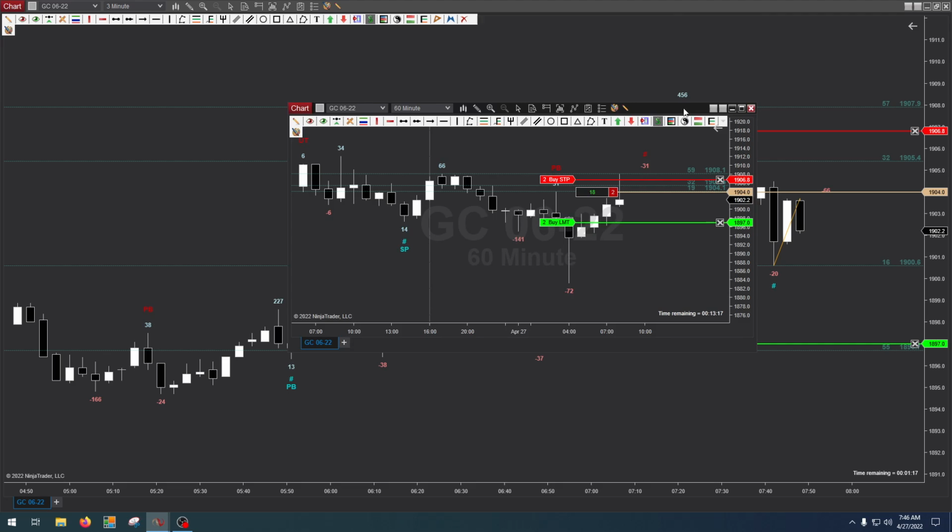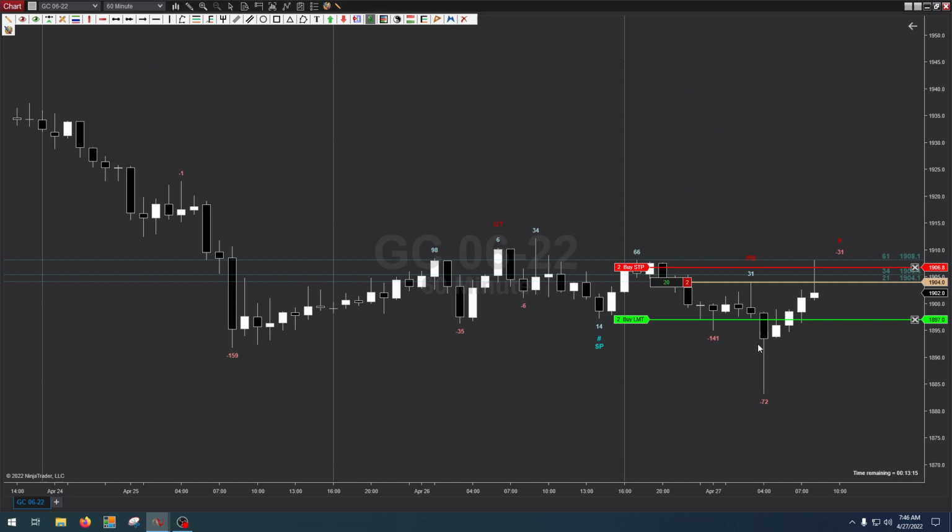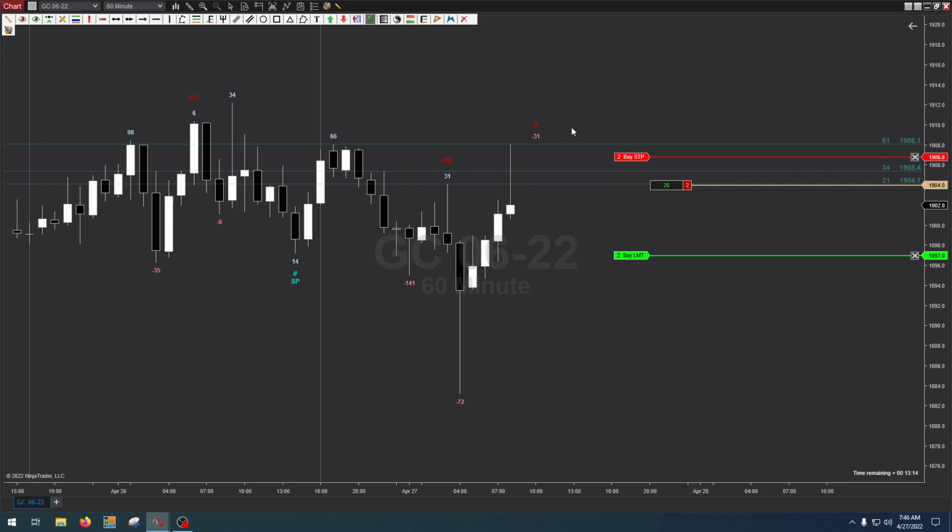On the hourly, we have Stooges short and negative volume delta up here. And we will need to confirm a swing short on the hourly eventually. And this candle ends in 13 minutes.